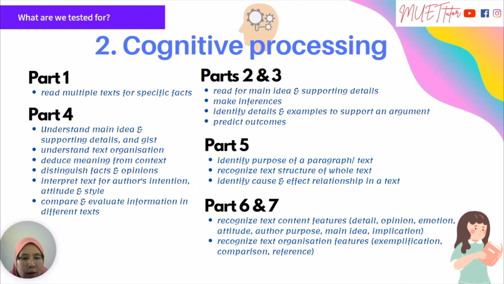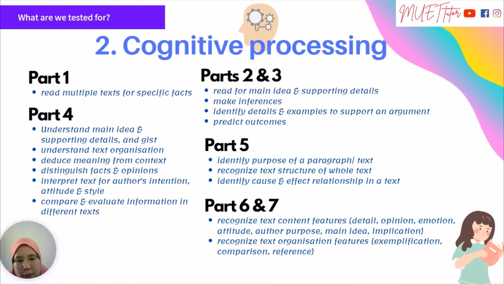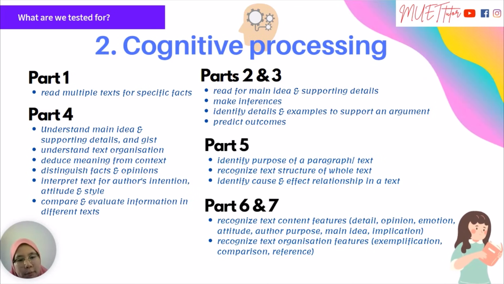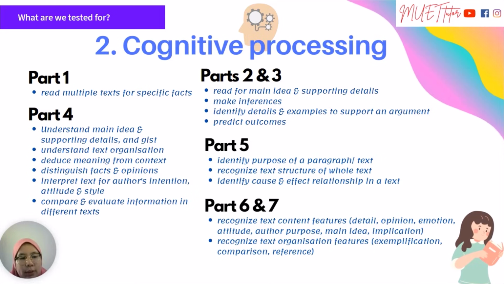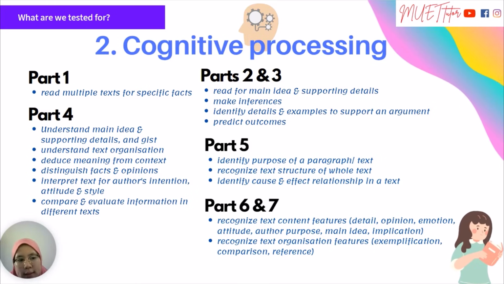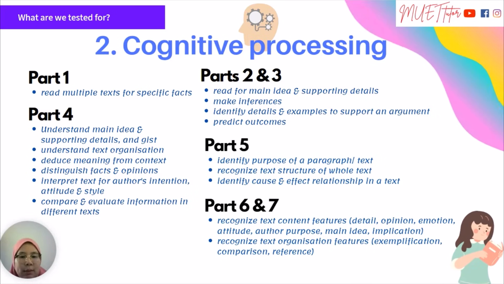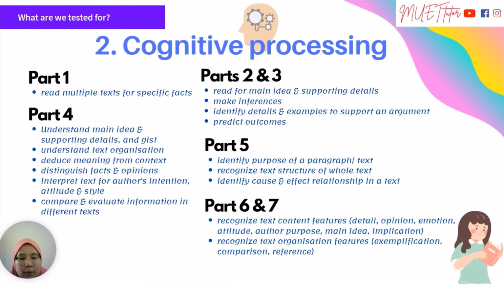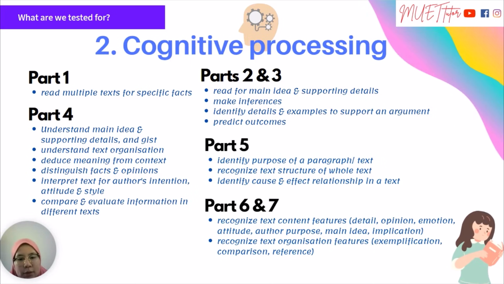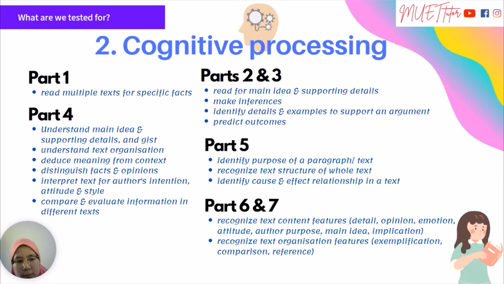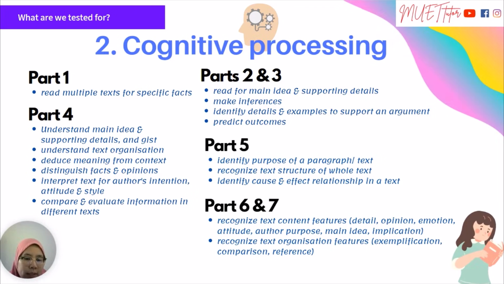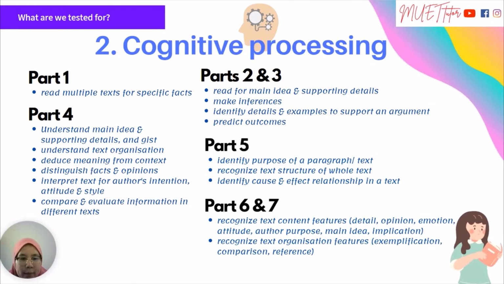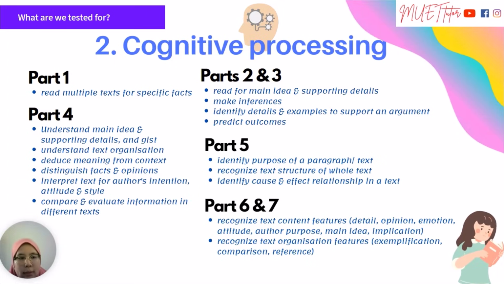Your task can start from simple jobs like reading multiple texts for specific facts in part 1. And then towards the end of the test, in parts 6 and 7, you'd be asked to analyze text content or organization, and then to find a conclusion, just to confirm some statements given in the question. So basically, these are the skills that you need to master in order to succeed in this paper. You can always refer to your teacher for these skills. Pause this video if you want to read these notes in detail.